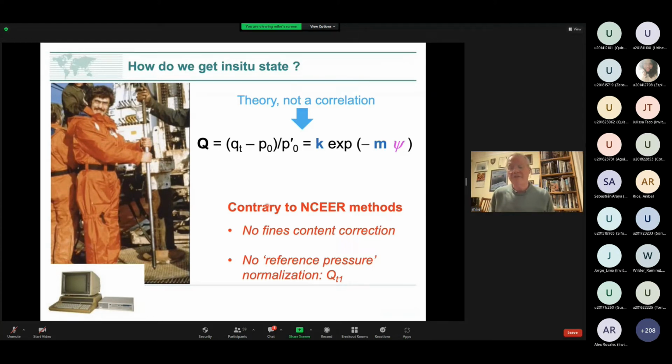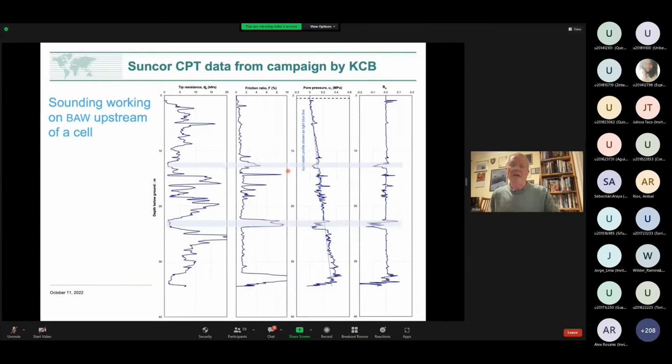Also notice we don't use a reference pressure normalization. You'll find across all the NCER methods, they're doing Qt1Ns and all that kind of thing. We're doing mechanics, so everything is a simple stress ratio. So we operate with Q and we have this simple equation. So let me show you some CPT data on the site next.